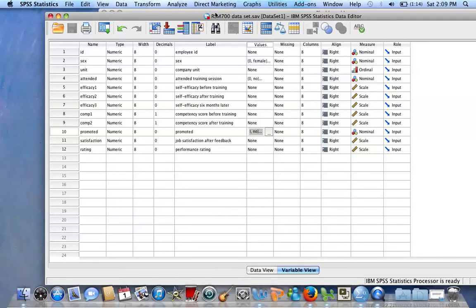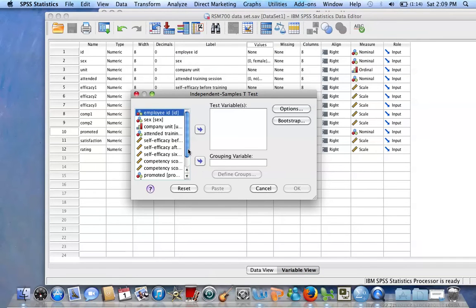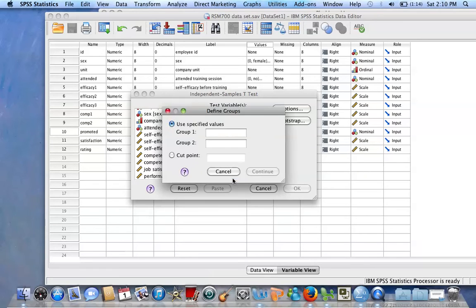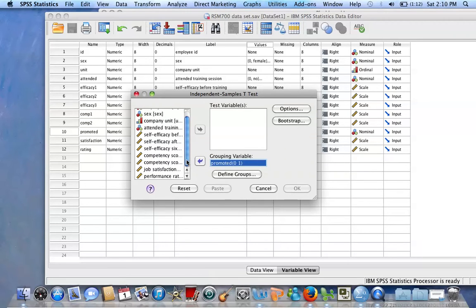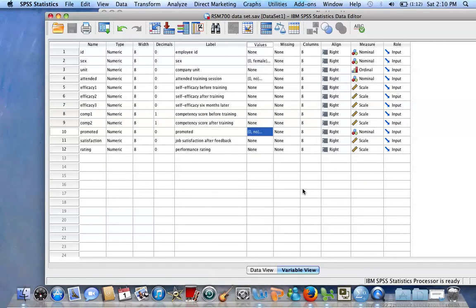Okay, so let's go ahead and try to analyze this data. So we're going to do compare means, independent samples t-test. Again, we're looking at unrelated variables, in this case, people who were promoted and who were not promoted. And again, we looked it up to see how it was defined, and it was 0 for not promoted, 1 for promoted. And we're going to look at differences in their performance rating scores. Okay, so then simply click OK, and that will run the analysis.